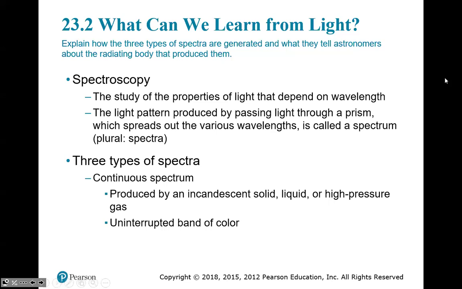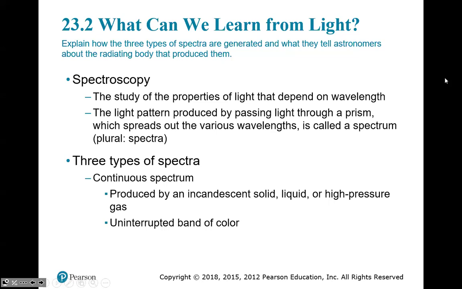So what can we learn from light? By analyzing the light we see, we can get a lot of information, because light interacts with stuff. It's electromagnetic waves. The electromagnetic force is one of the fundamental forces of the universe. Lots of things will interact with light.